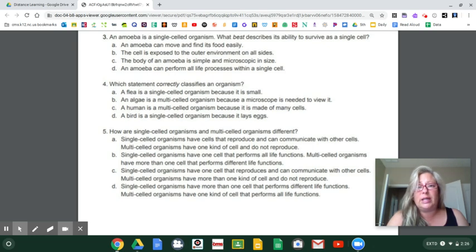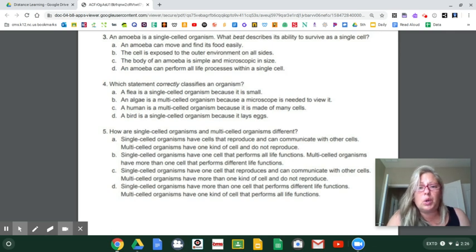To me, that sounds like the best one because single-celled organisms are simple and they're microscopic. And D, the amoeba can perform all of life functions with just a single cell. Okay, now wait a minute. There's more than one that's right, but there's one of these that is super right, like the main thing you got to remember. I'm not going to tell you because I know you know. Single-celled organisms can do blank, blank, blank, blank, blank, with blank, blank, blank. You got this. All right, number 4.